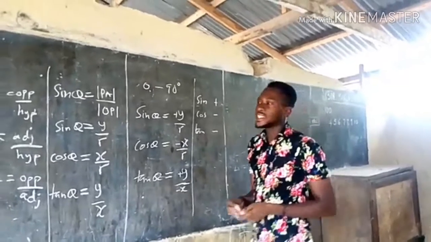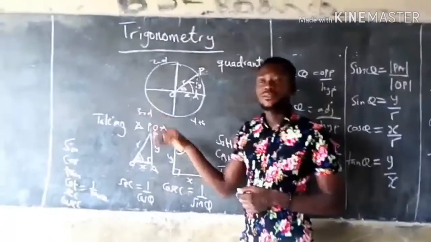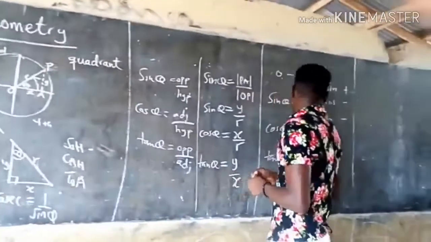Let's move to the third quadrant. In the third quadrant, x is negative and y is also negative.